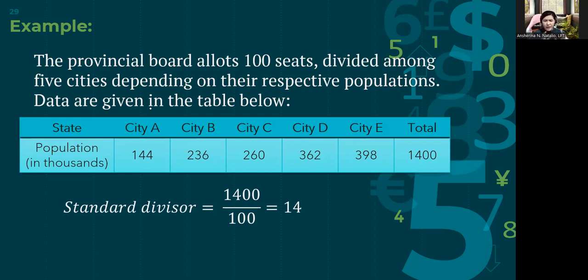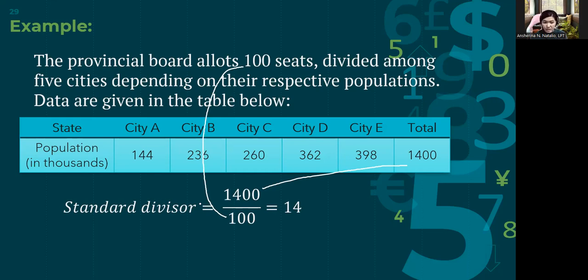Ano sa tingin nyo, paano natin nakuha tong numbers na to? What do you think is 1,400 and what do you think is 100? If you were able to find out that this is 1,400 at dito nanggaling yung 100, then you are correct. But in general terms, how would we say this?